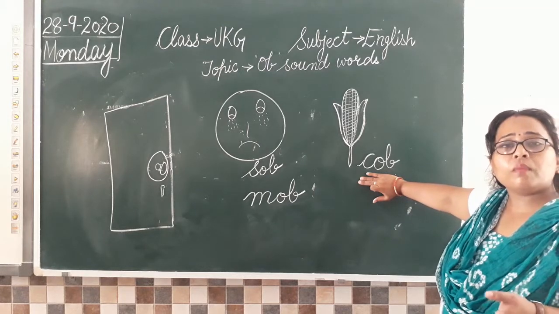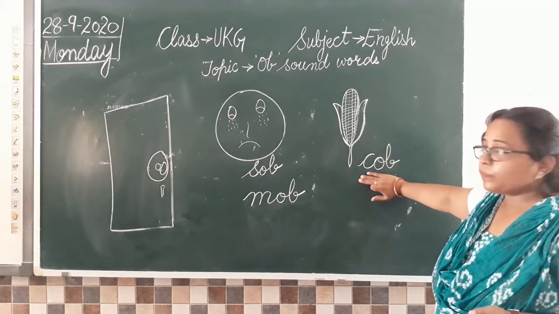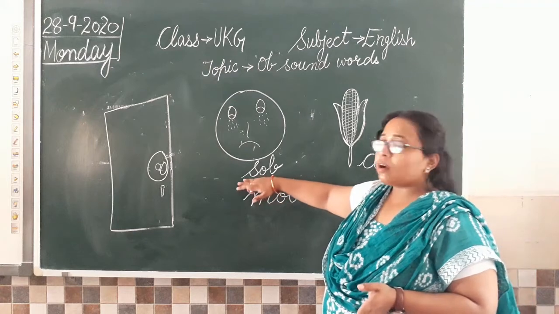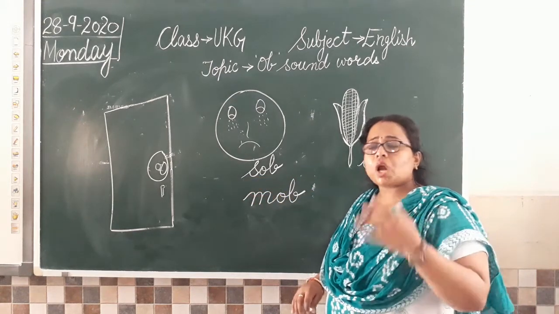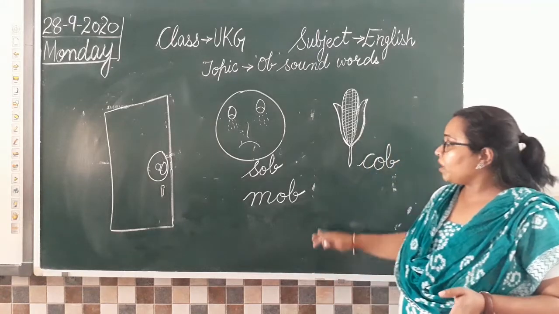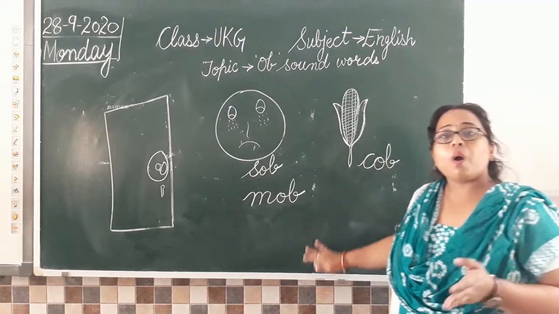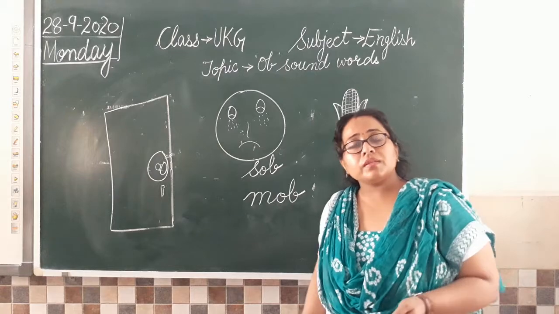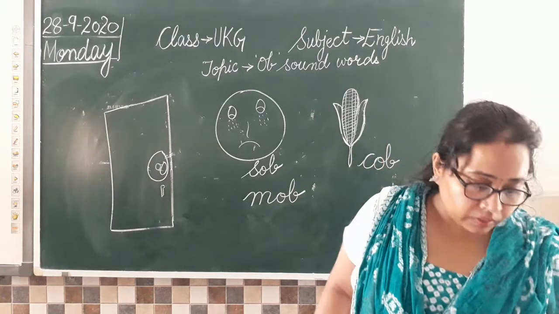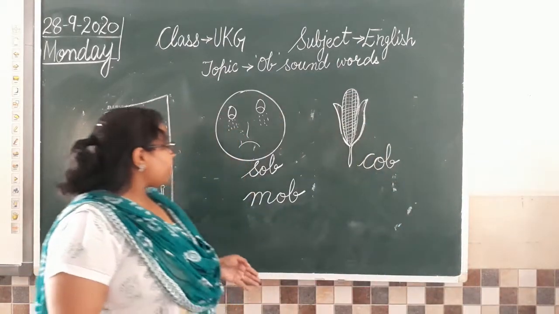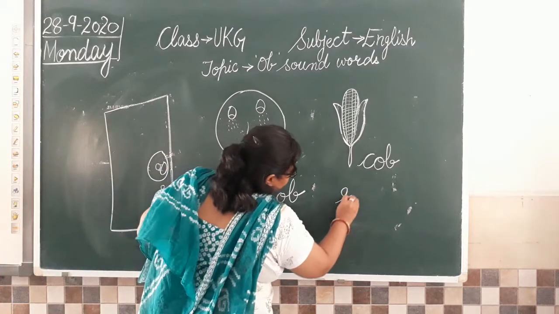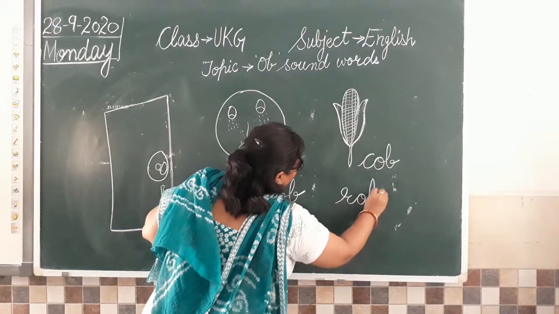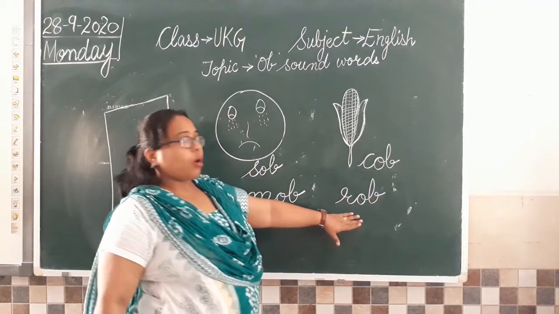So one which we have learned is cob. What is the meaning of cob? Corn cob, यानी कि भुट्टा. Then we have done sob. What is sob? When you are shouting and you are crying. Then we have done mob. Mob is भीड़ होना. Clear? Now moving to the next we have is rob.